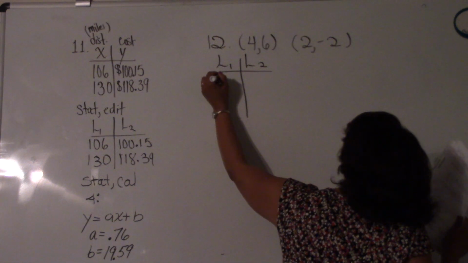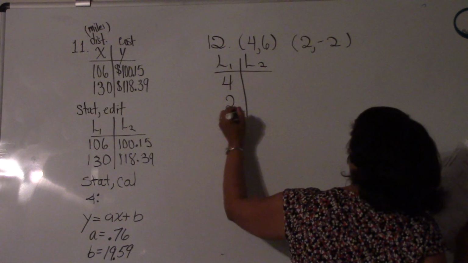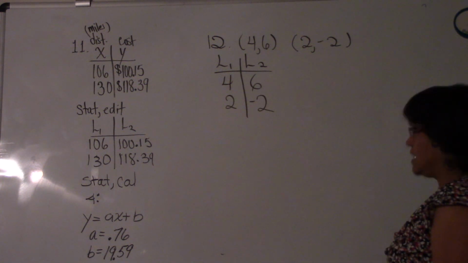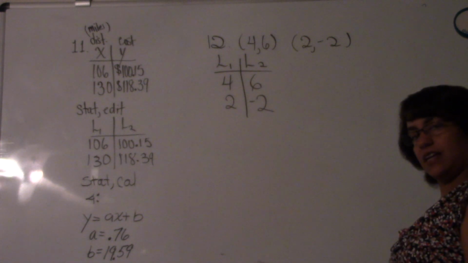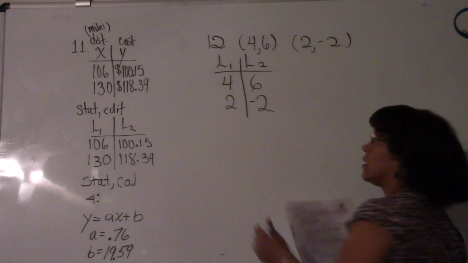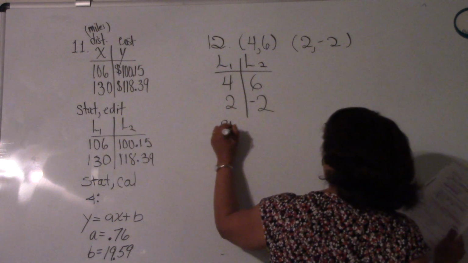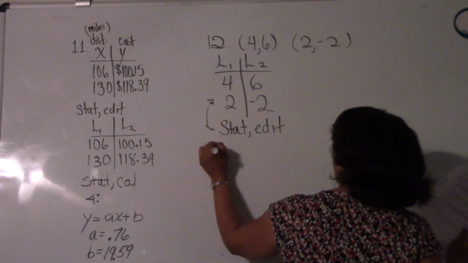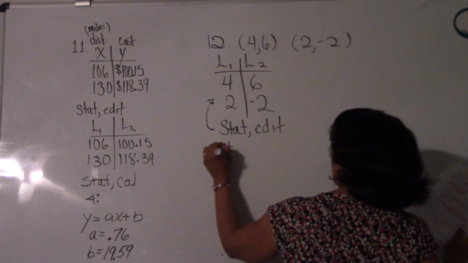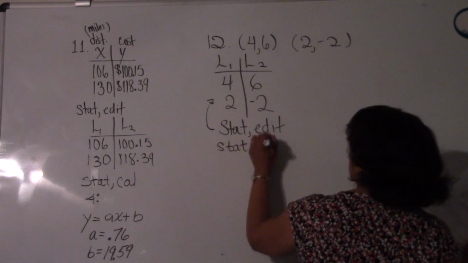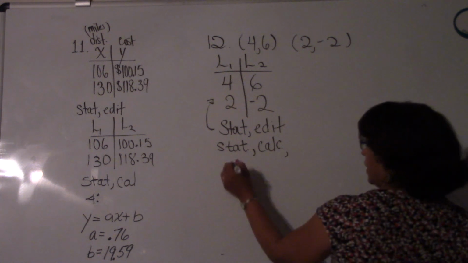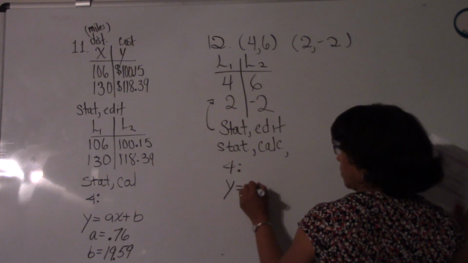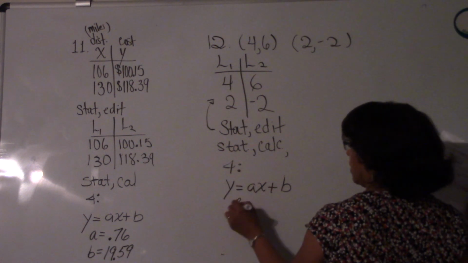L1, what would you put? Good, 4 and 2, your x coordinates, and then you would put 6 and negative 2 for L2. And now what you can do is the exact same thing that you did before, your stat edit and your stat calc. So let's do that. Stat, edit, that's where you enter that. And then you want the calculator to do the work for you, so stat, calc. What number is it? Right, number 4 for linear regression. And then we're going to look and see what we have for y equals ax plus b, and we're going to figure that all out.